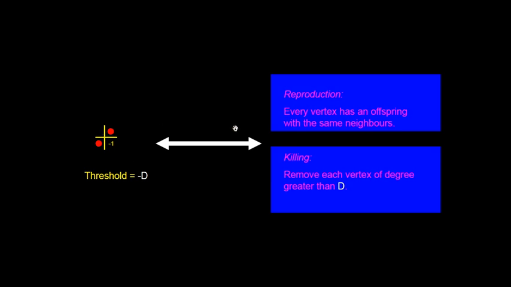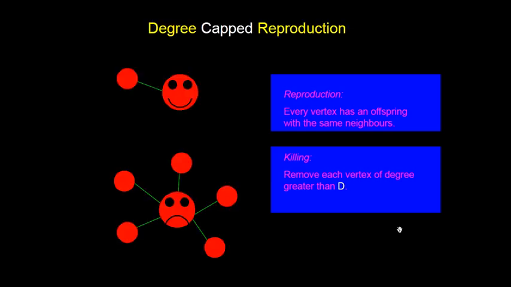And so how do these systems work? Well, basically, we can give them the following interpretation. In these systems, an update just consists of giving every vertex an offspring with the same neighborhood as its parent, and then destroying every vertex which has more than d connections. So these systems are really very, very simple in the way that they run. And basically, the way that they work is that having a high degree is bad.